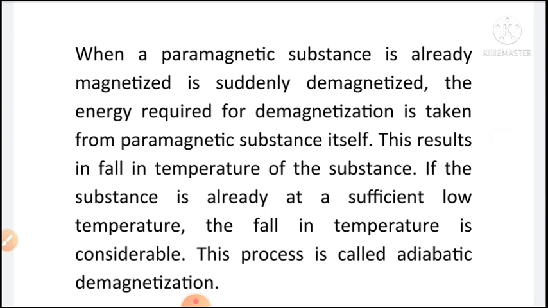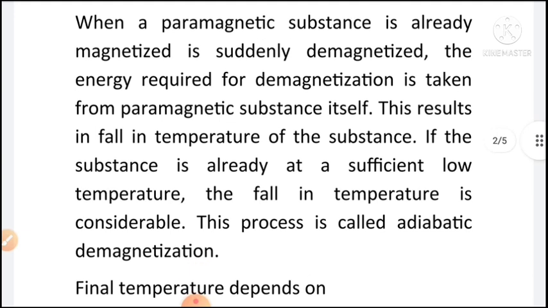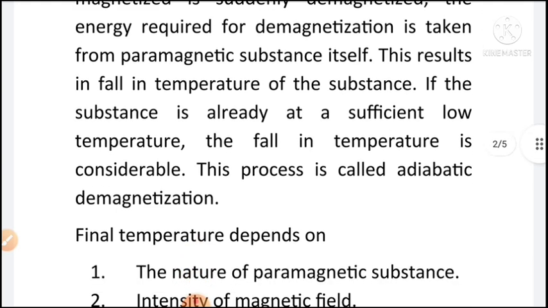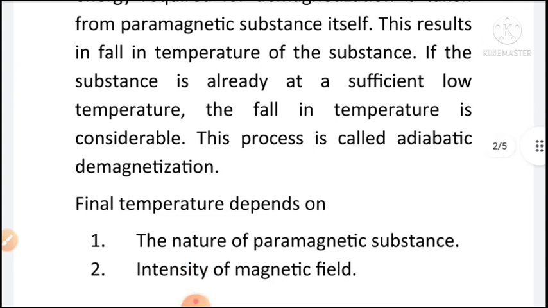When a paramagnetic substance is already magnetized and it is suddenly demagnetized, the energy required for demagnetization is taken from the paramagnetic substance itself. This results in a fall in temperature of the substance. If the substance is already at a sufficiently low temperature, the fall in temperature is considerable. This process is called adiabatic demagnetization.